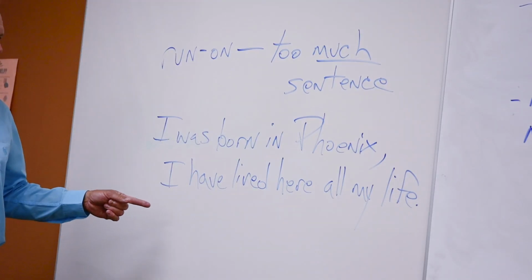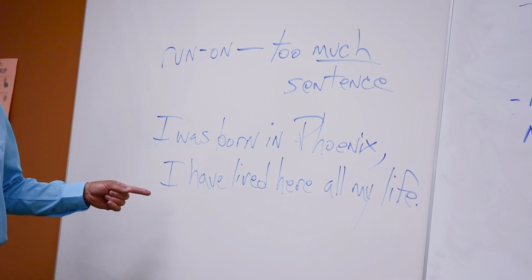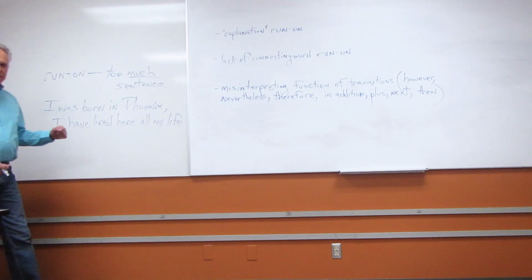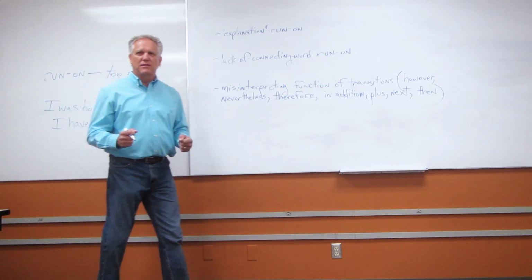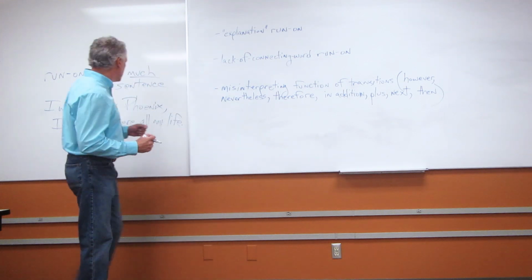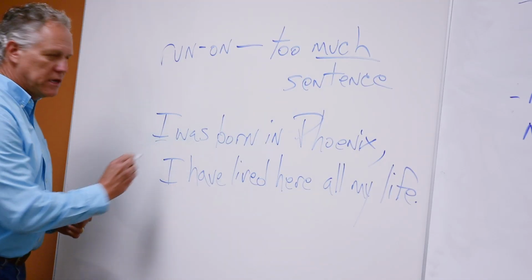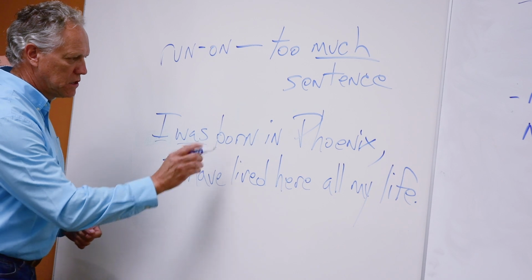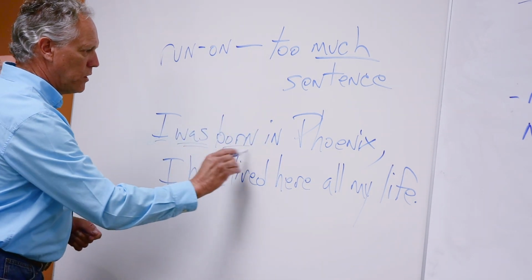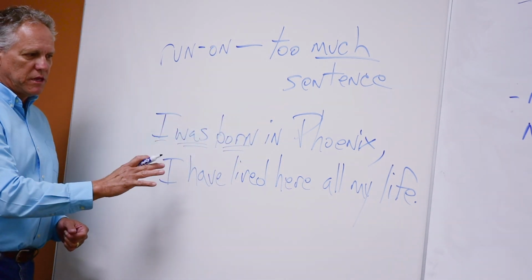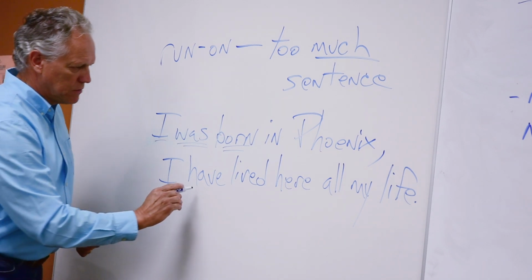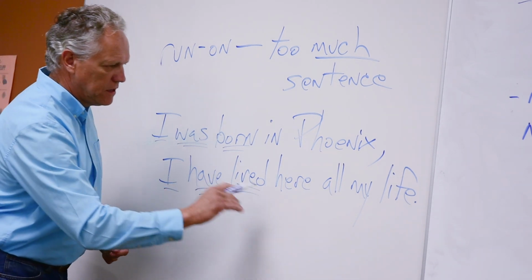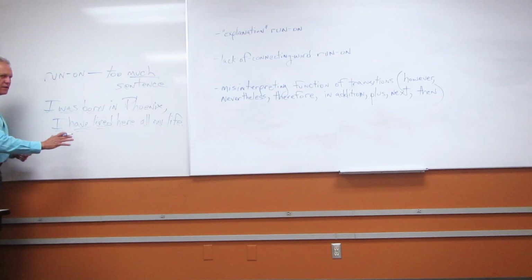I was born in Phoenix, I have lived here all my life. They're so anxious to get that second point in there that they've forgotten something. I is a subject. Was is a verb. Was born. We have a complete idea here. I is a subject. Have lived is a verb. We have a complete idea here.